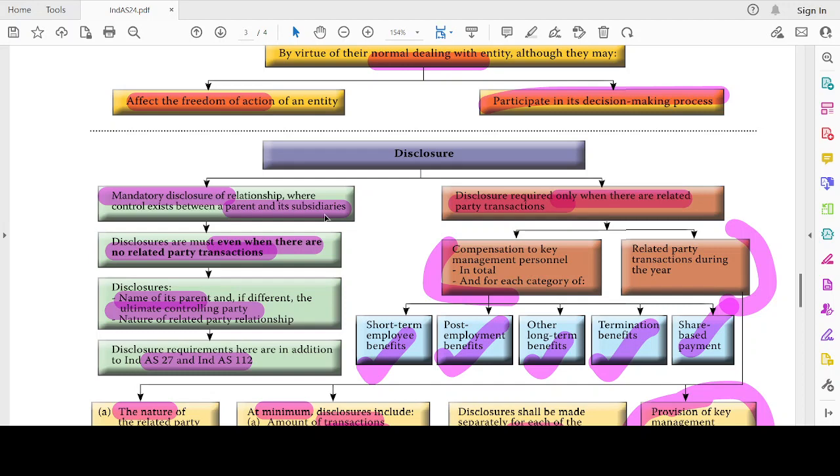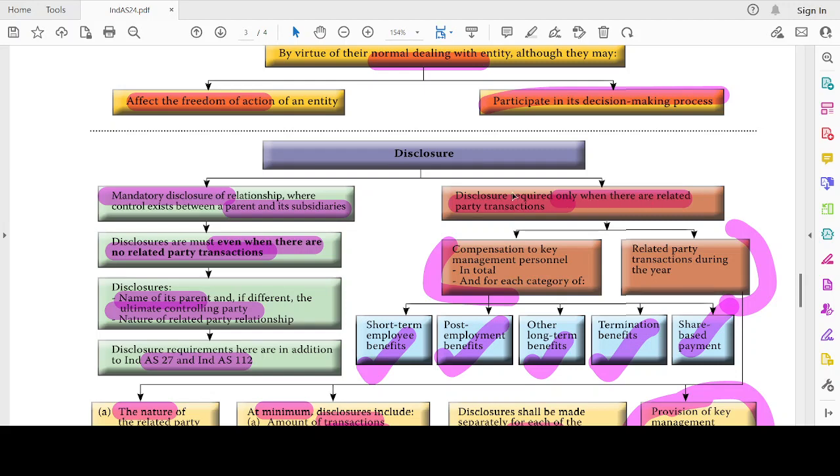See, assume ABC Limited is the top parent. It has a subsidiary known as BCD Limited. I am CDE Limited, so I am a subsidiary of ABC Limited, right? So I have to disclose the ultimate controlling party's name and the nature of the related party relationship, and other requirements stated in Ind AS 27 and 112 will also be followed.